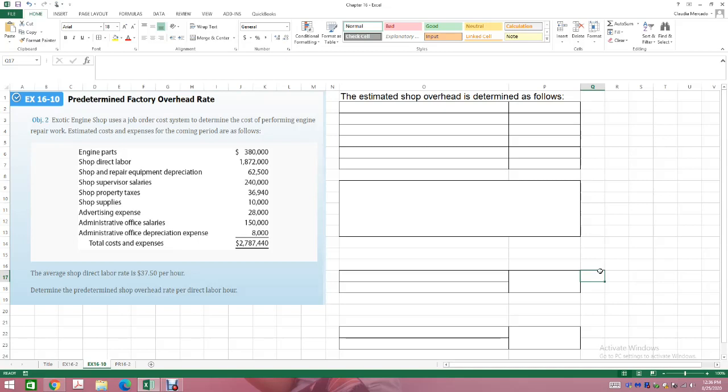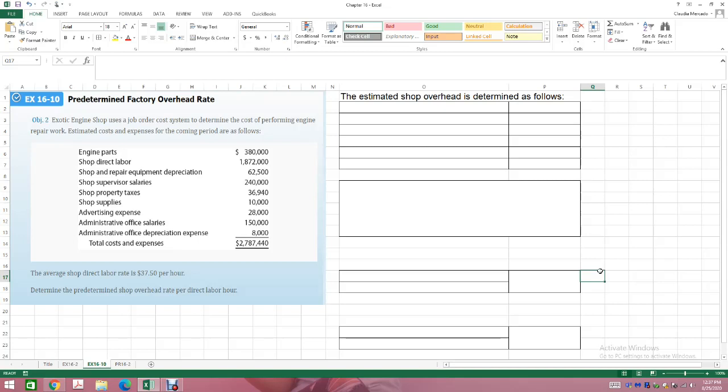$1,872,000 in shop direct labor, $62,500 in shop and repair equipment depreciation, $240,000 in shop supervisor salaries, $36,940 in shop property taxes, $10,000 in shop supplies, $28,000 in advertising expense, $150,000 in administrative office salaries, and $8,000 in administrative office depreciation expense. So our total cost for the shop is going to be $2,787,440. So they're also giving you the average shop direct labor rate of $37.50 per hour.